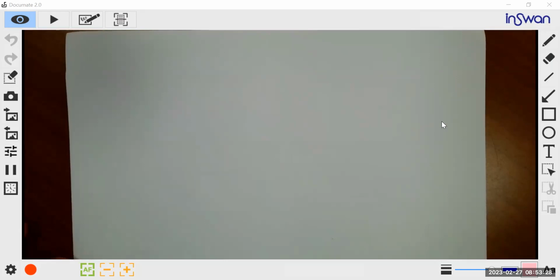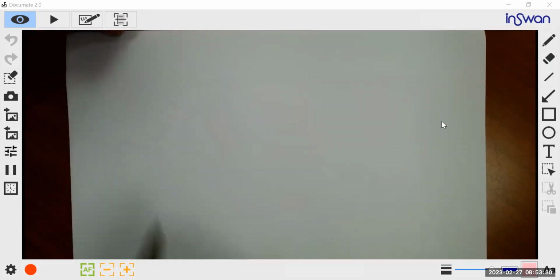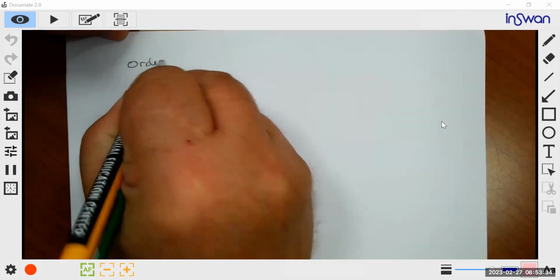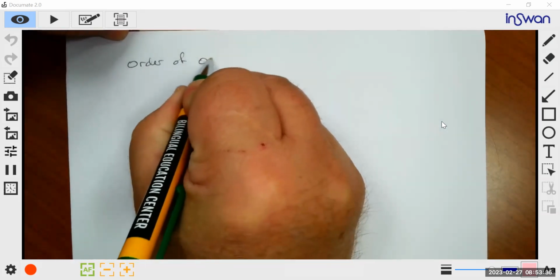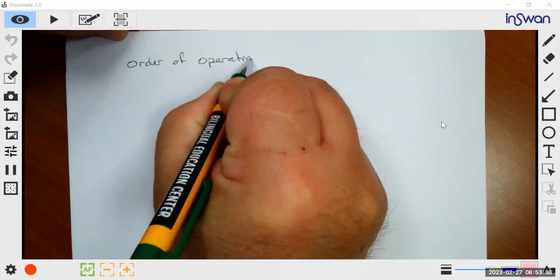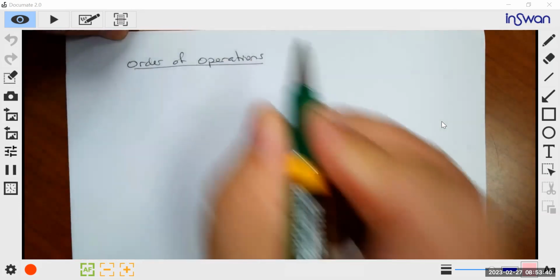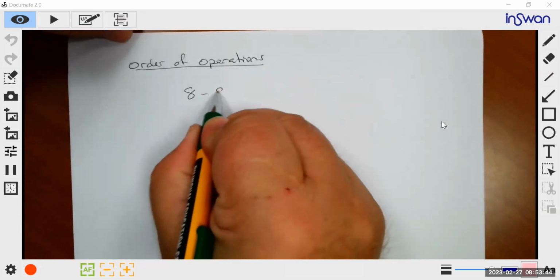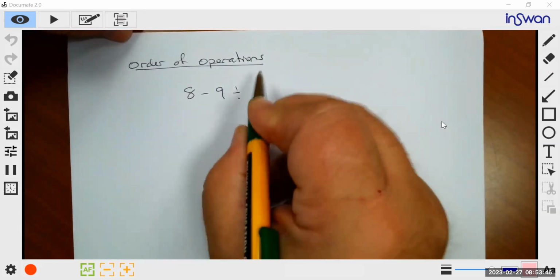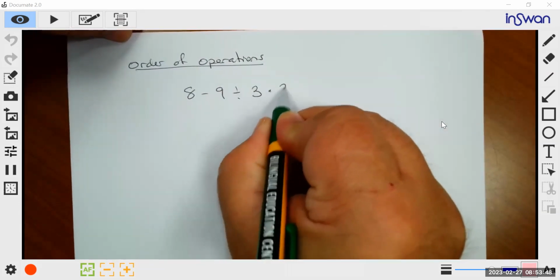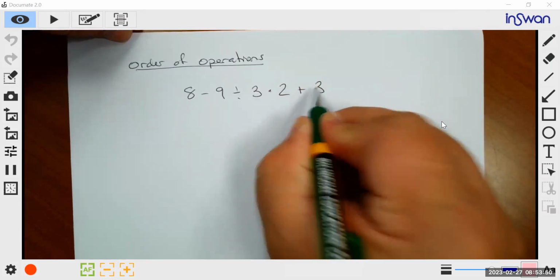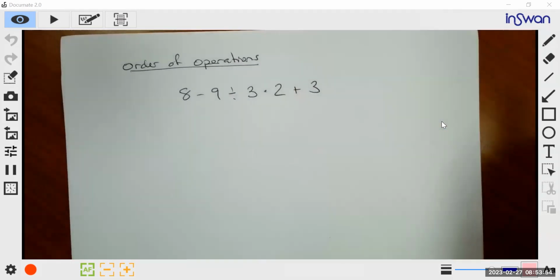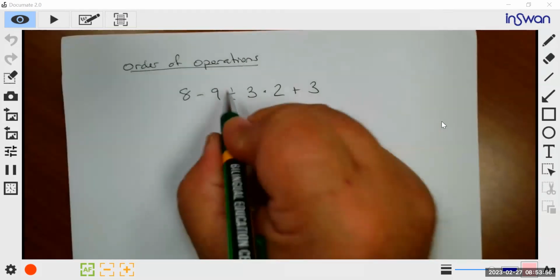All right, I will also look at order of operations. 8 minus 9 divided by 3 times 2 plus 3. Using order of operations, how do we simplify this equation?